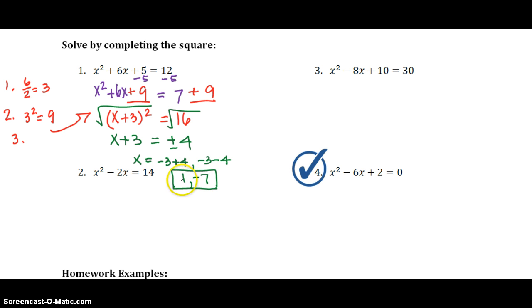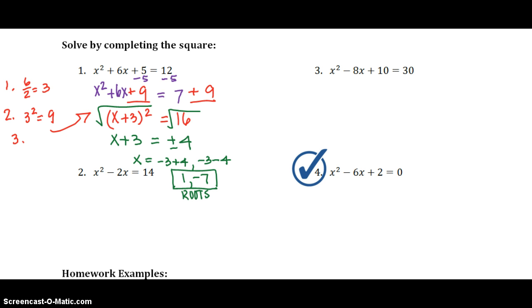And what are these numbers? What are 1 and negative 7? That's not an ordered pair. That's not an x and a y. Those are our roots, where the quadratic passes through or crosses the x-axis.